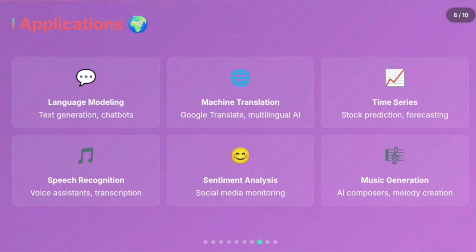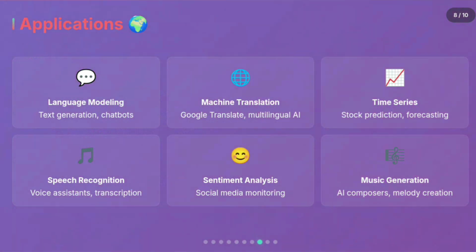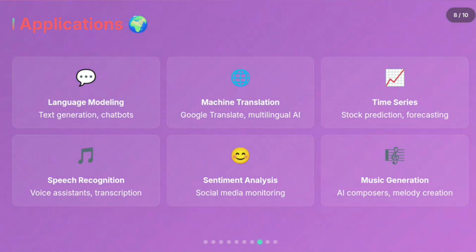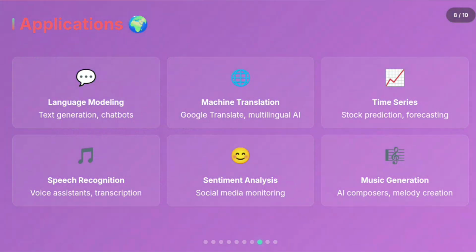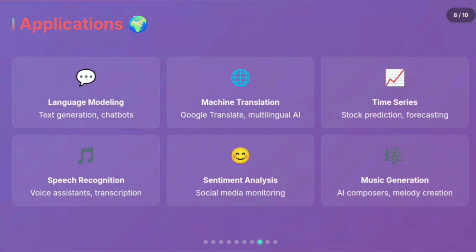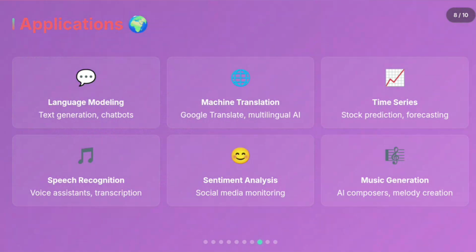GRUs are everywhere in modern AI. Let me show you some amazing applications. Language modeling and text generation. GRUs power many text generation systems. They can write stories, complete sentences, and even generate code. Machine translation. Google Translate and similar services use GRU-based architectures to understand context across languages.